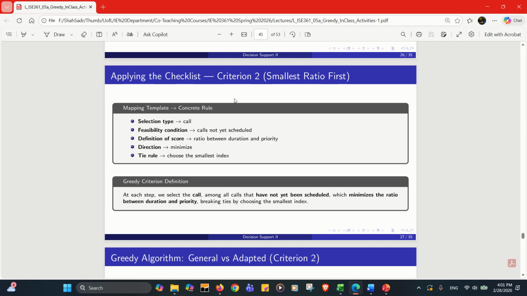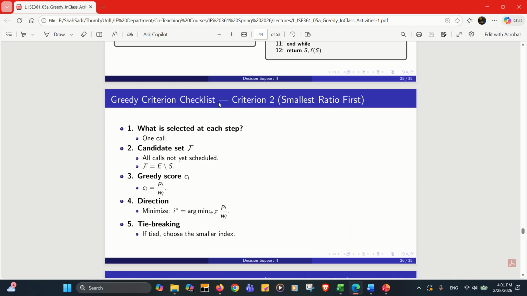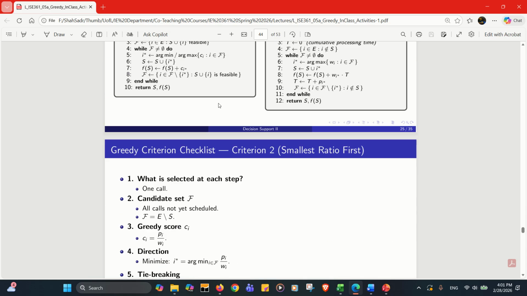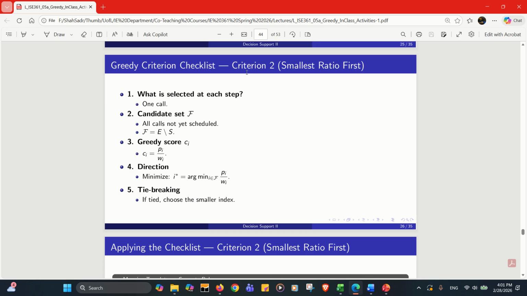Hello everyone. This is the second recording for this problem, the emergency call dispatch problem. So we try to implement the second criteria, which is the smallest ratio first. So go to the Colab.